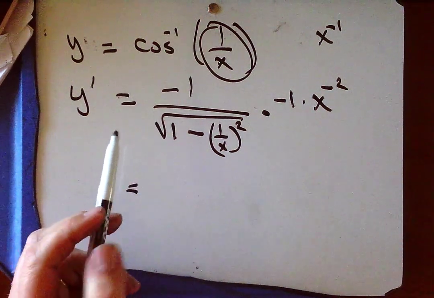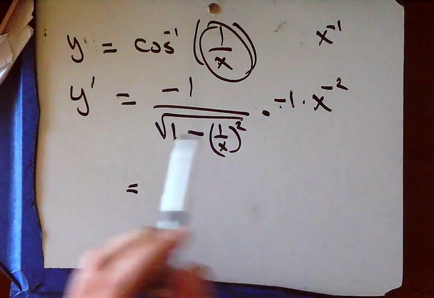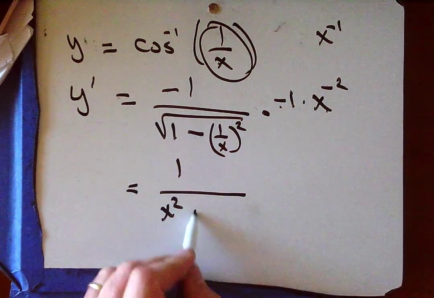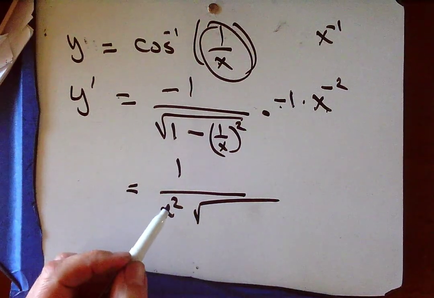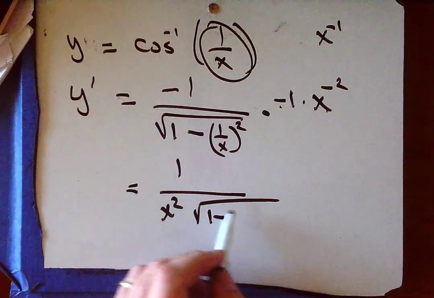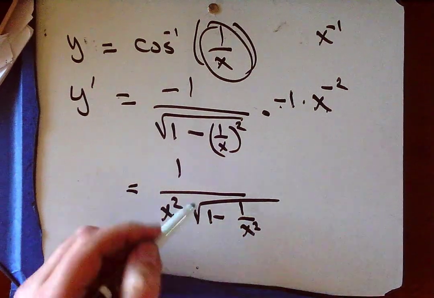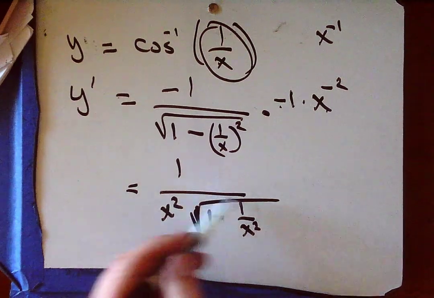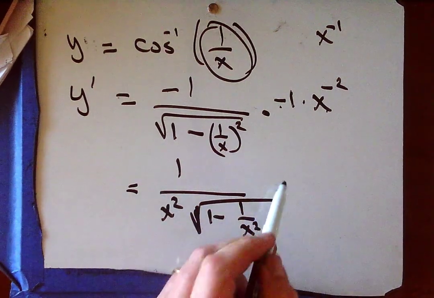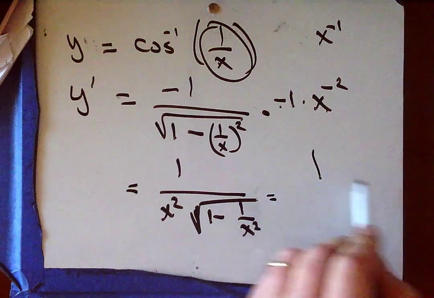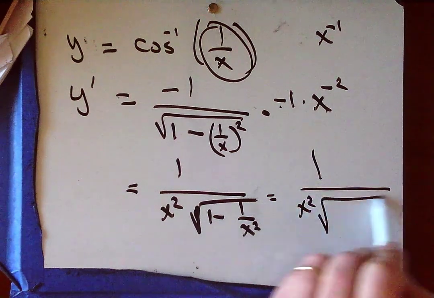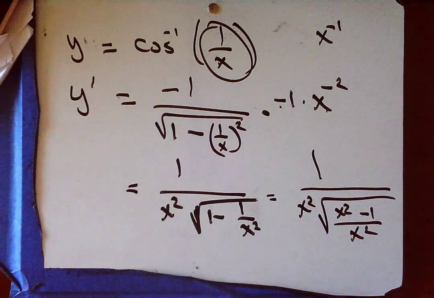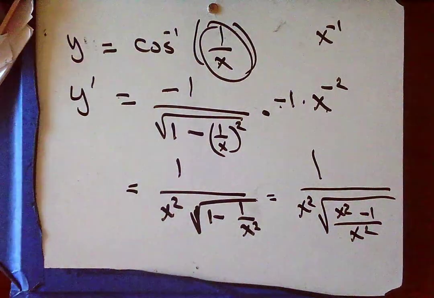And what happens if we tidy this up? Well, negative times negative is going to be a positive 1, x squared on the bottom, square root of, well, I know this is 1 over 1 minus x squared, but I really don't like a fraction that has a fraction inside of it. So let's make a common denominator here. And so we're going to have 1 over x squared square root of x squared minus 1 over x squared. Yeah? See where I'm going with this?